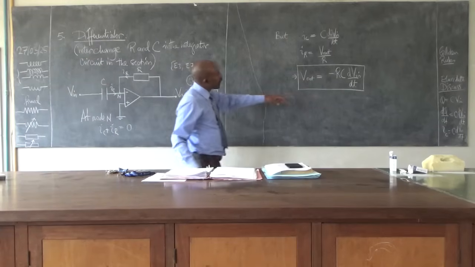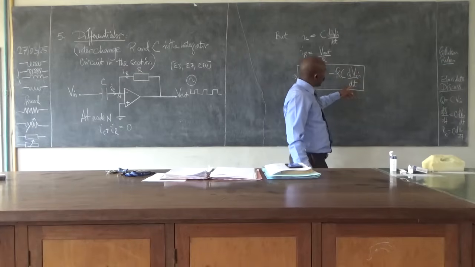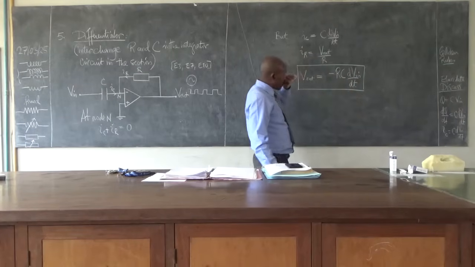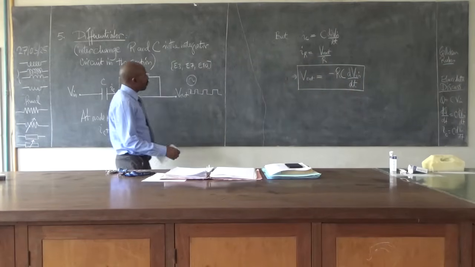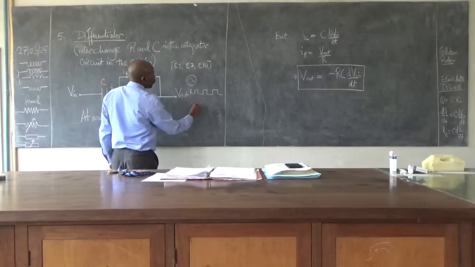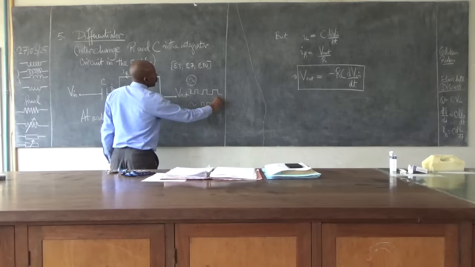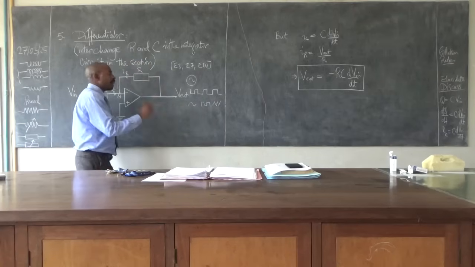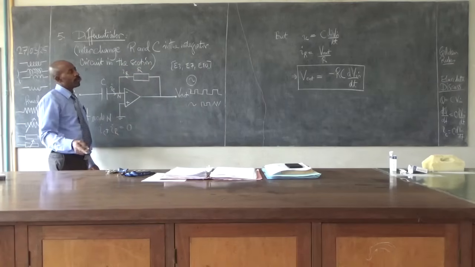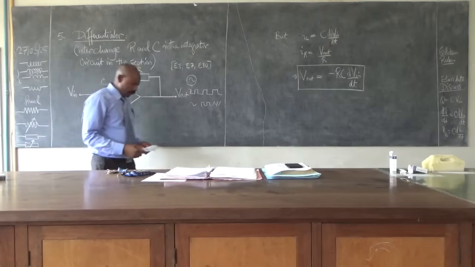So this V in varying with the time can be sinusoidal, square, and sawtooth. You get them by default. You just choose which button to get.